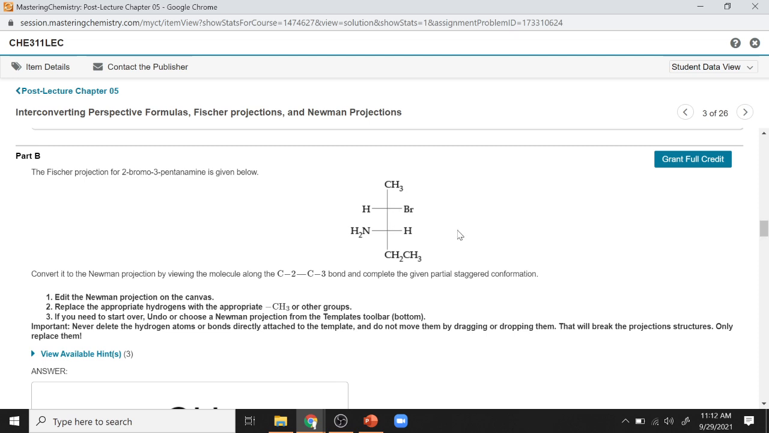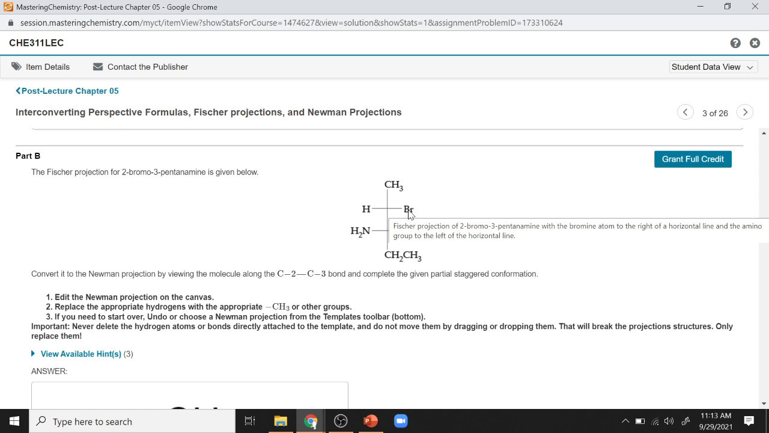By the way, the rules of Fischer projection actually mostly mirror the rules for naming and numbering carbons. Remember, the most oxidized one is typically the one with the highest priority. And then for the functional group, you want the lowest number. That sort of mirrors Fischer projections. Most of the time, their numbering will be okay.